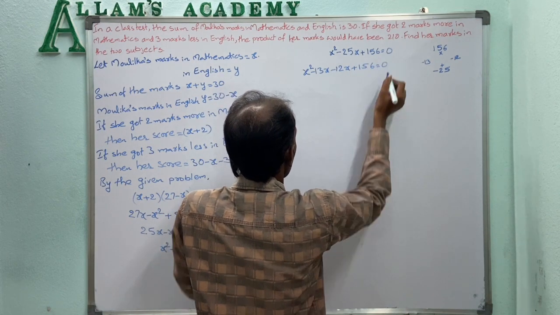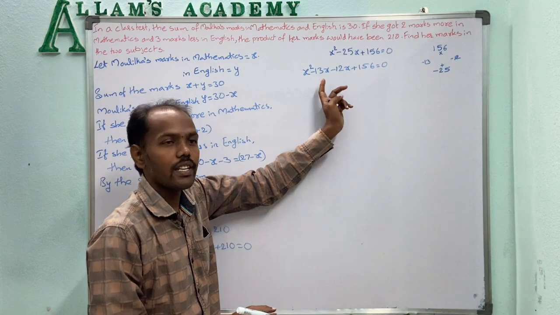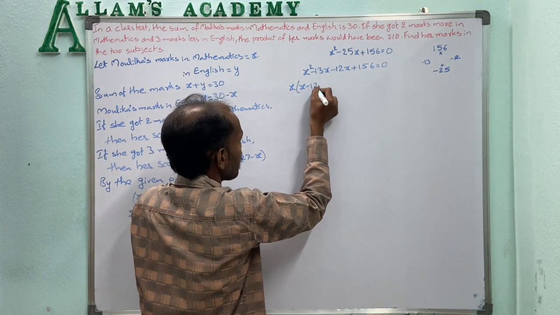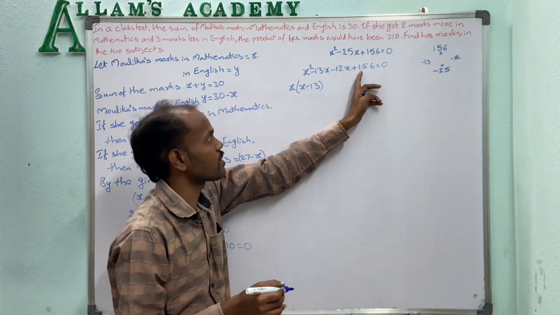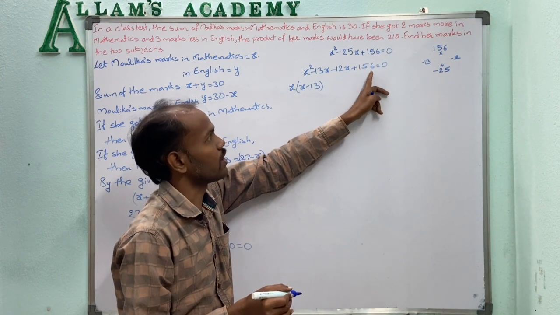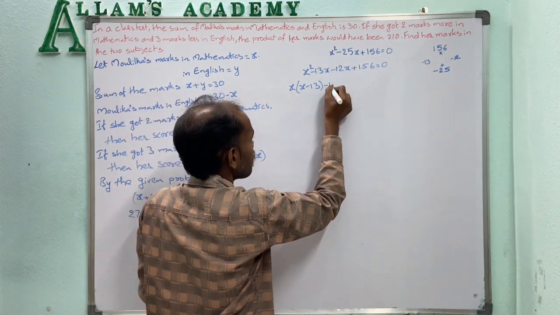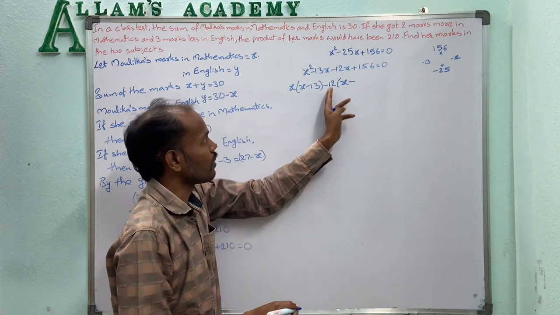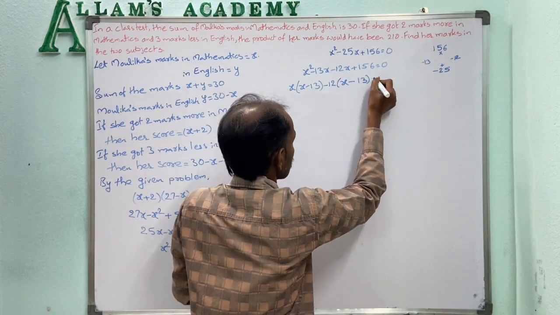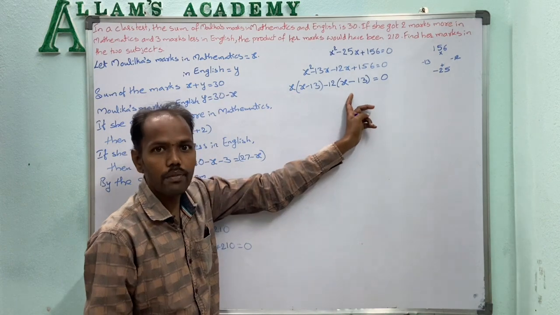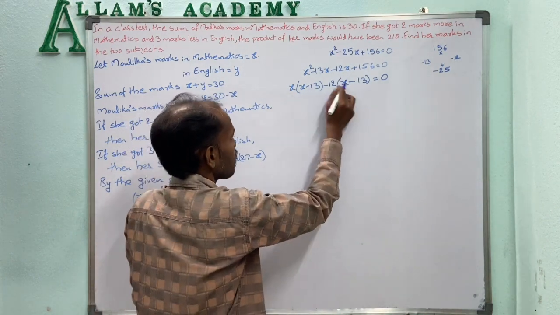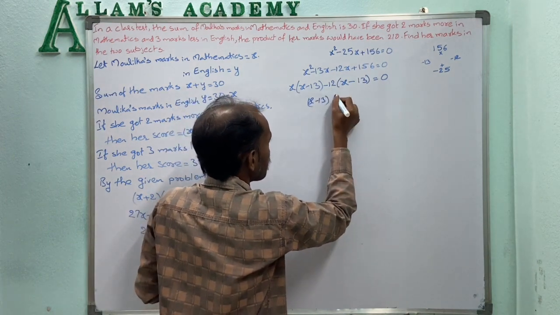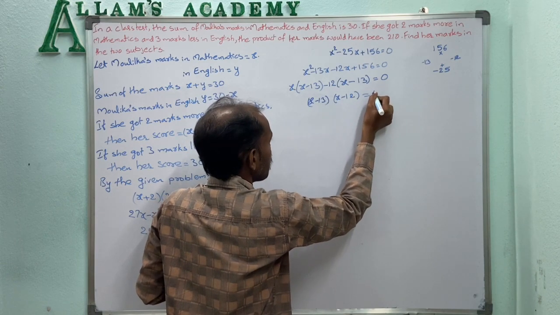Now x square we can write as x into x, 13x means 13 into x. In both, x is the common factor, so taking x common, we get x minus 13. Next, minus 12x means minus 12 into x, and 156 we can write as 12 into 13. In both, minus 12 is common, so taking minus 12 common, we get x minus 13. Now here x minus 13 is the common factor in both, so taking x minus 13 common, what remains is x and minus 12. So x minus 13 into x minus 12 equal to 0.